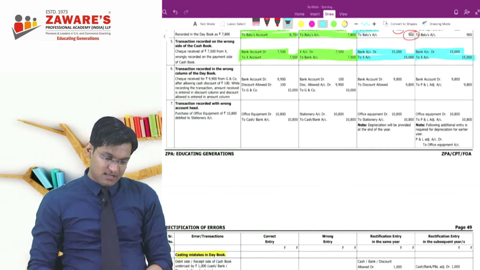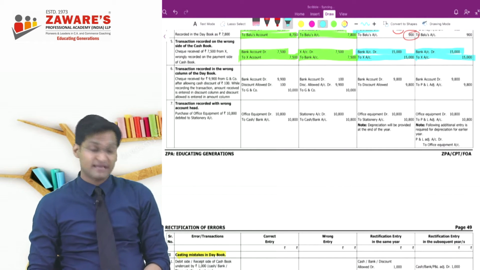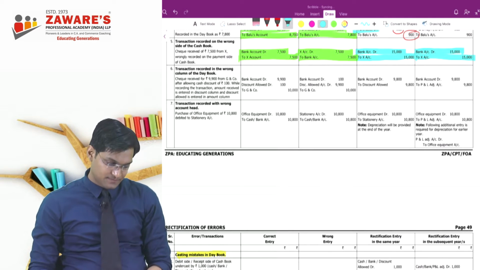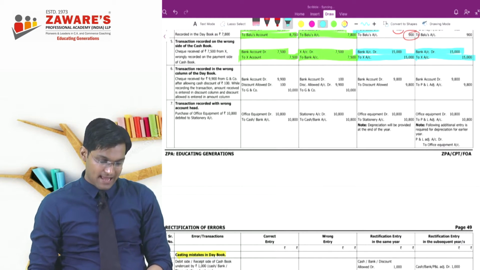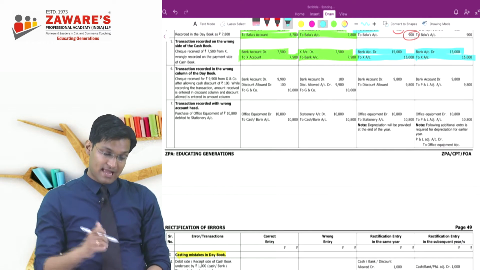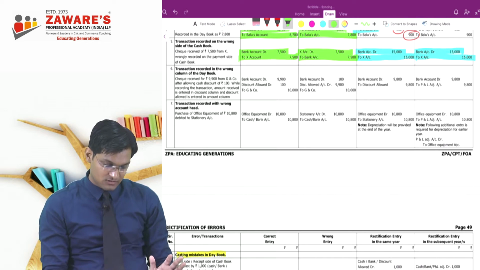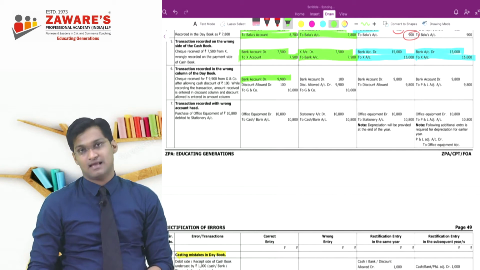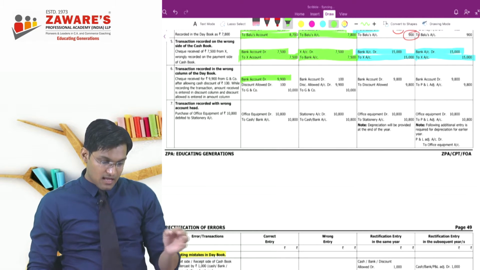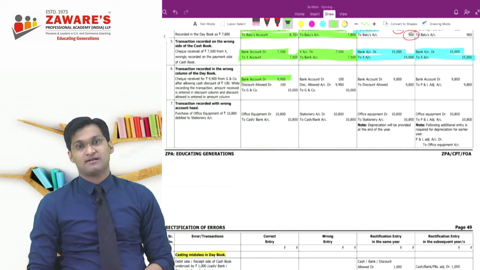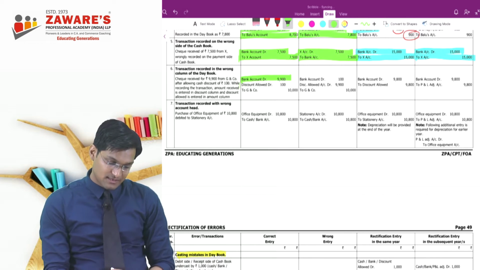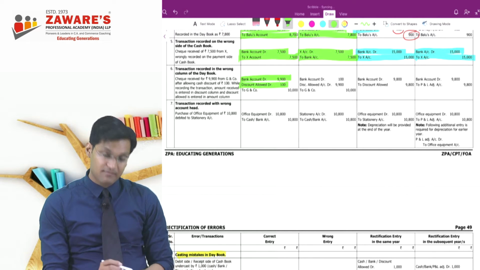Transaction recorded in the wrong column of the day book, subsidiary book. Let's see. Check received for rupees 9,000 from G and company after allowing cash discount of rupees 100. You have received check of rupees 9,900. Bank account debit 9,900. Correct? You have allowed a discount of 100. Nominal account debit all expenses and losses. Discount allowed account debit 100.